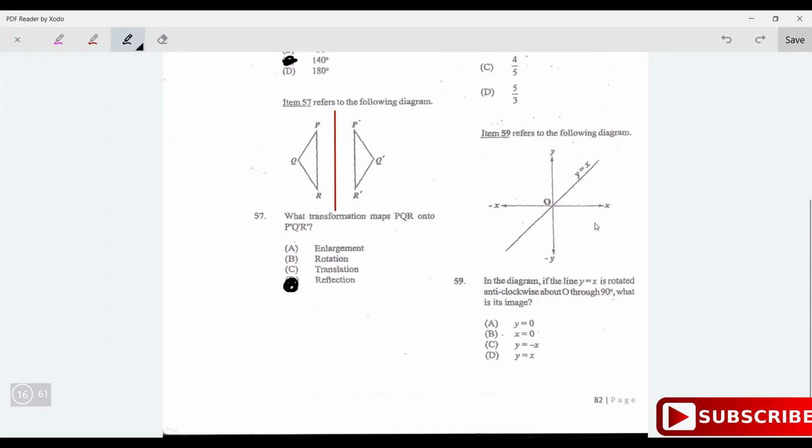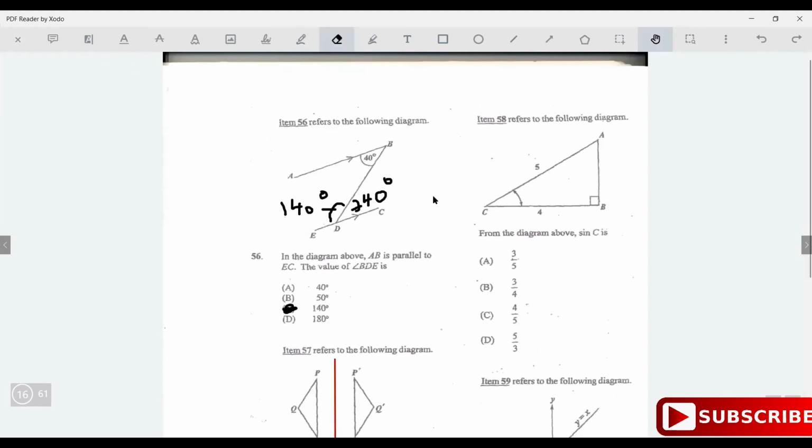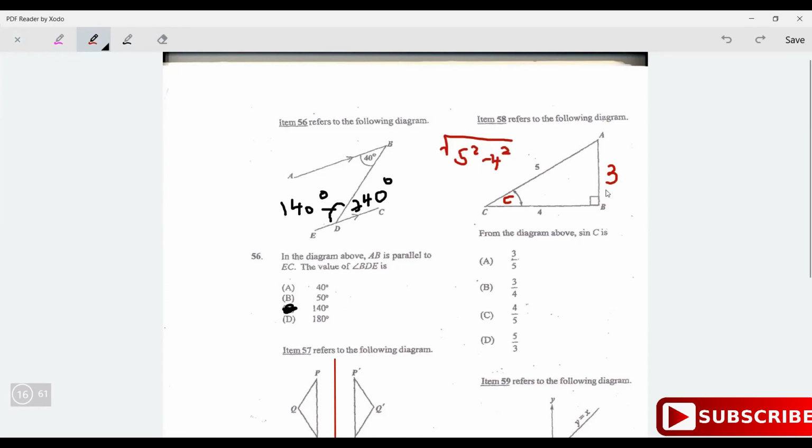Question 58. From the diagram, what is the sine of C? The sine of C, this is C right here. Sine is opposite over the hypotenuse. Now the opposite is going to be 3. How did I get 3? The opposite is equal to the square root of 5 squared minus 4 squared, and that is 3. And so the sine of C, SOHCAHTOA, is opposite of 3 divided by the hypotenuse of 5. Always remember SOHCAHTOA. It's opposite over hypotenuse. 3 over 5, which is option A.